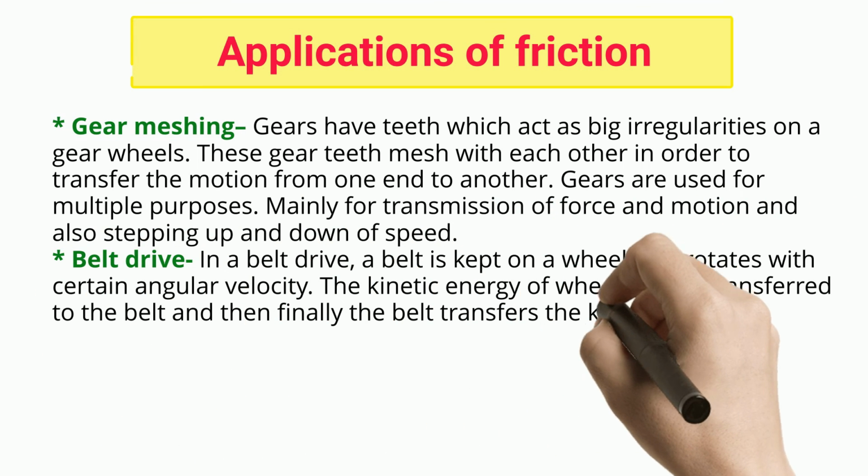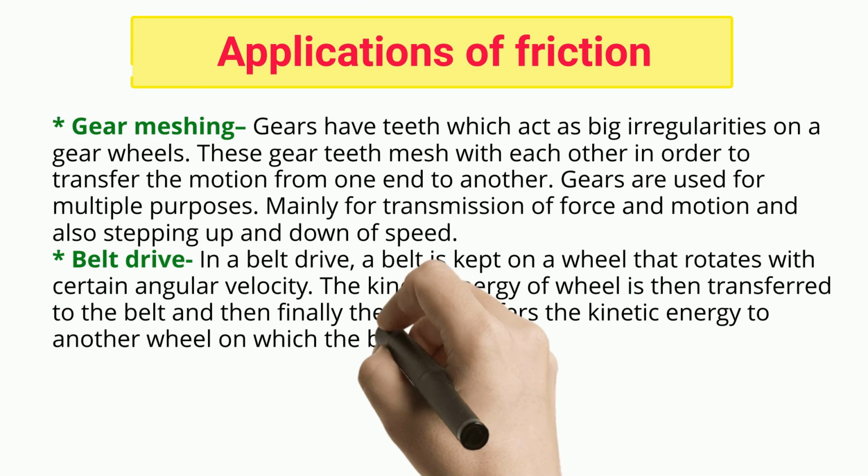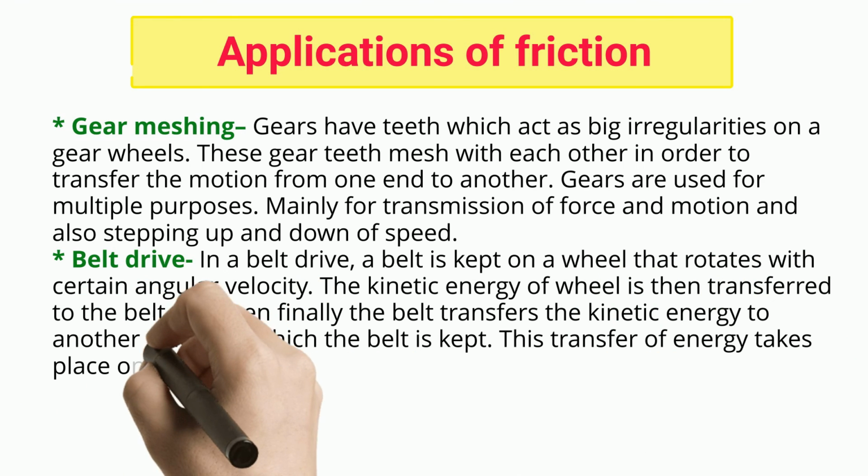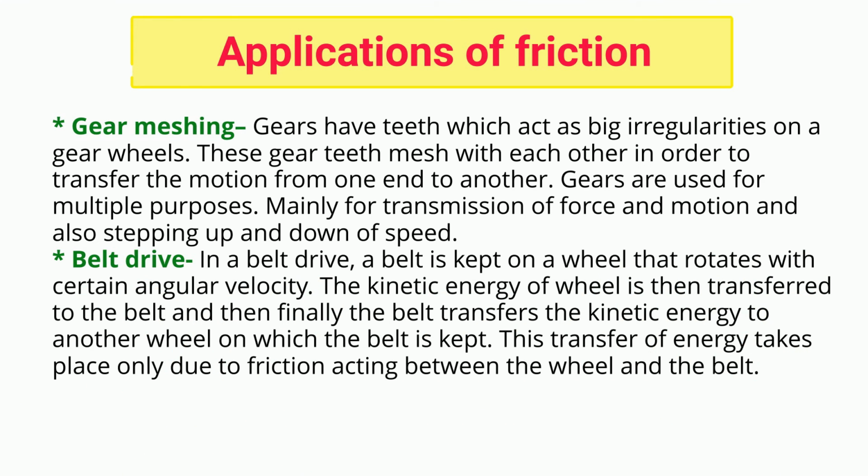Belt drive. In a belt drive, a belt is kept on a wheel that rotates with certain angular velocity. The kinetic energy of the wheel is then transferred to the belt and then finally the belt transfers the kinetic energy to another wheel on which the belt is kept. This transfer of energy takes place only due to friction acting between the wheel and the belt.